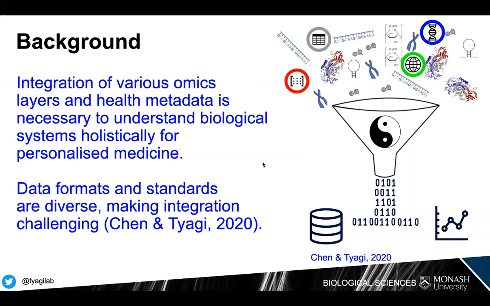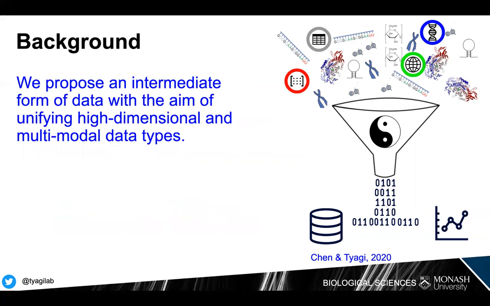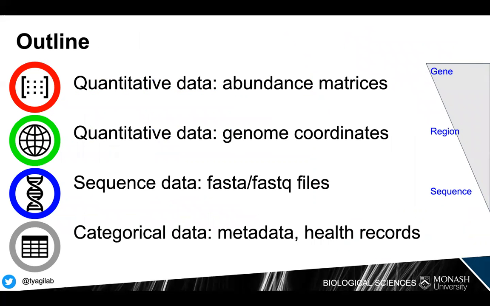But all these different types of data formats and standards are very diverse, which makes this data integration very challenging. So we propose an intermediate form of data with the aim of unifying high dimensional and multimodal data types. In this talk, I will first describe four broad classes of data types, and then at the end of it, I will propose a format to unify all of this together.